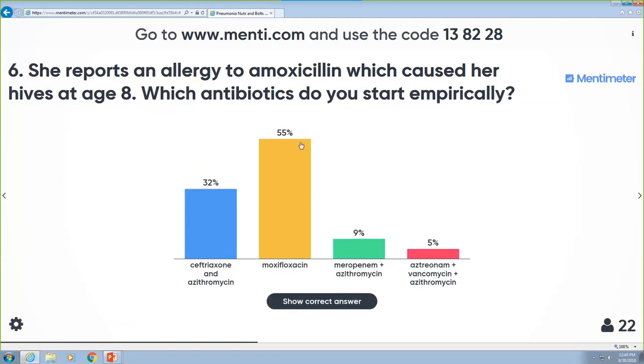All right, lots of votes for moxifloxacin. Some people still want to give her ceftriaxone and azithromycin. A few people picked meropenem, and then aztreonam, zinc, and azithromycin, staying away from all of those beta-lactams. So ceftriaxone and azithromycin is appropriate for this patient, and we will talk about why.